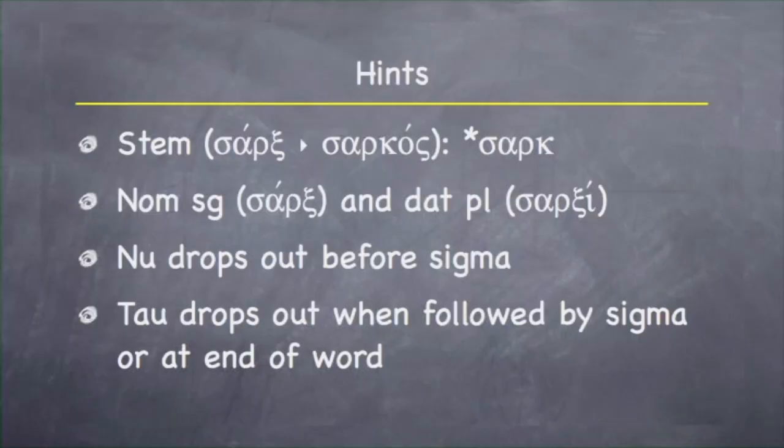And like I said, everything after this is just commentary, just a discussion of how these hints play out. You have to know the stem. All the forms of the word are built off of the stem. They are not built off of the nominative singular, off the lexical form. Secondly, whatever happens in the nominative singular is going to happen in the dative plural, because both case endings start with sigma. Hint number 3, nus drop off before sigma. Hint number 4, taus drop off when they're at the end of a word or when they're followed by a sigma. Okay? So those are the 4 hints.